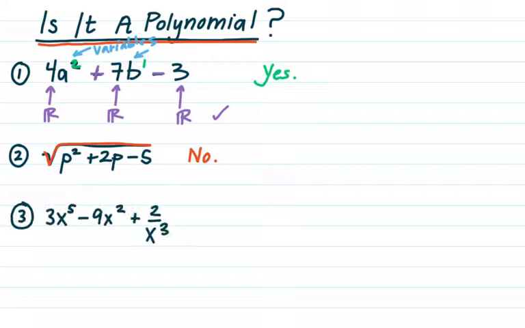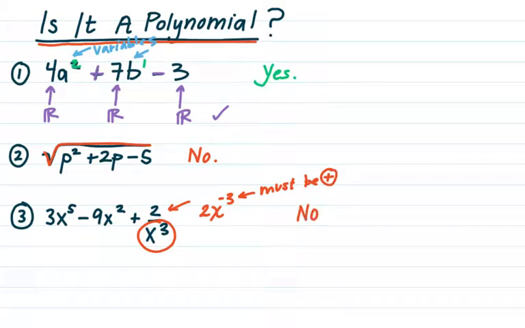Okay, here's a third example. We see that there are 3 terms, and they are added or subtracted, so that's fine. And we see the coefficients 3, minus 9, and plus 2. Those are all real numbers, so that's fine. But I do see a problem. The problem is right here. Remember that this term is equivalent to 2x to the power minus 3. Now the powers, remember, to be a polynomial, the powers all have to be positive. So we need positive powers. So again, we're going to say, no, this one is not a polynomial.